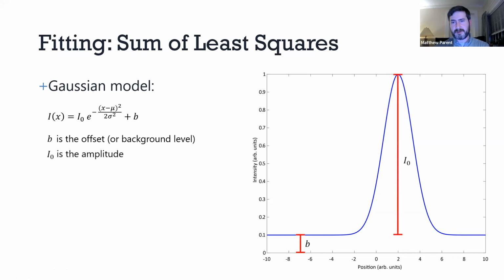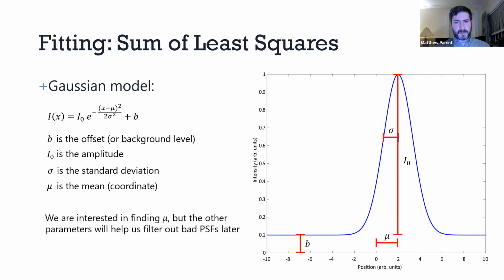So B is the background, I naught is that maxima, sigma is the standard deviation, or in this case, it's going to tell us something about the width, and mu is the coordinate. So for the most part, we're interested in finding mu, right? We want to be able to localize these point spread functions and find their coordinate. But the other parameters are going to help out later. So we really need all of those in order to do a good job.